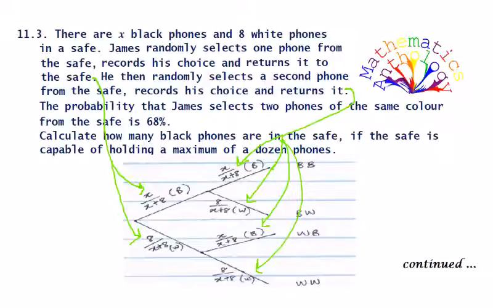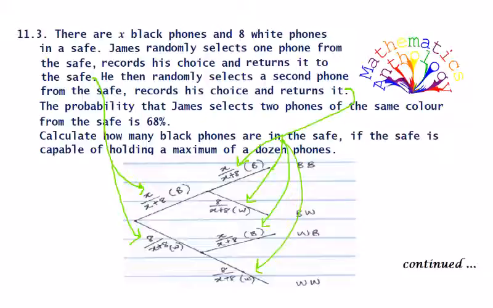If he picks a black phone, that would be x over the total. So the probability of him picking a black phone would be x over the total number of phones, which is x plus 8. So the probability of picking a black phone would be x over x plus 8 on the top. And if he picks a white phone at the bottom there, the probability of him picking a white phone would be 8 over the total x plus 8. Okay, so that's the first time he picks a phone.